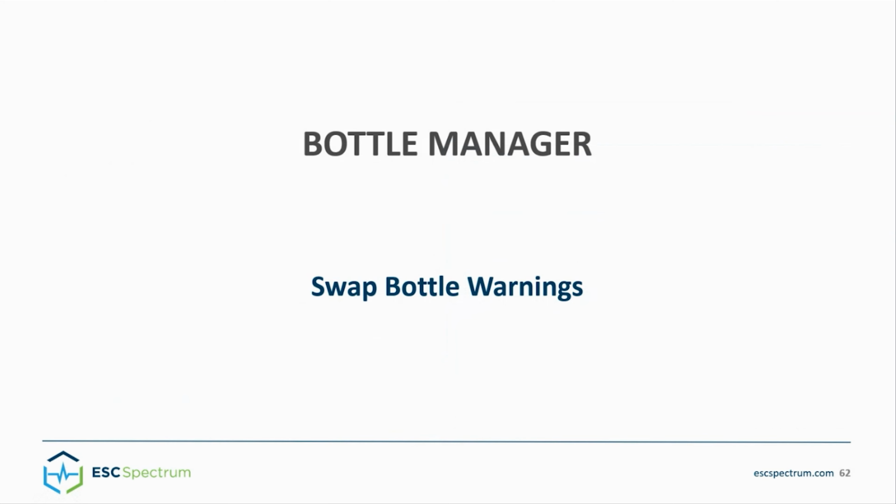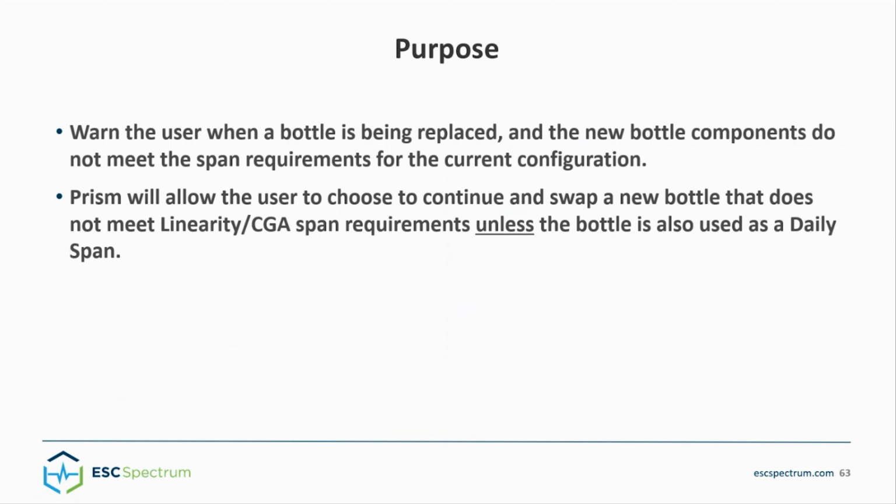In the bottle manager, it will now warn the user when a bottle is being replaced and the new components don't meet the span requirements of the current one. The warning will allow the swap to continue unless the bottle is used as a daily span.